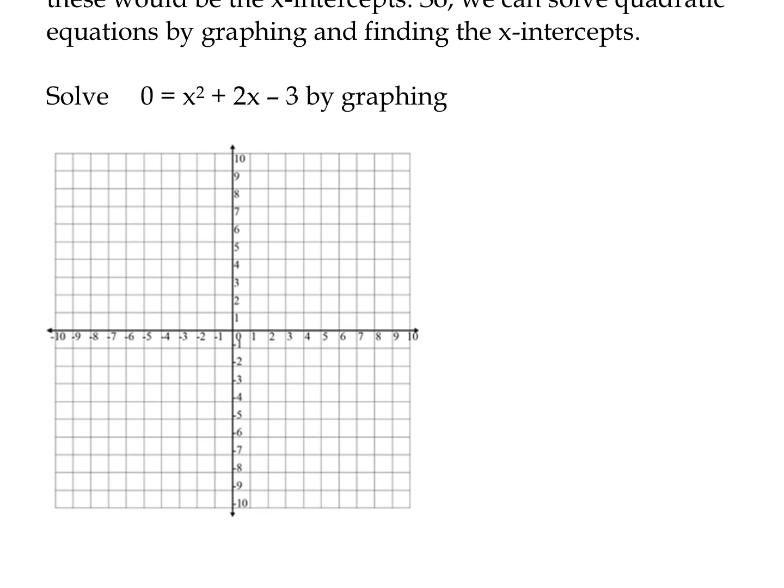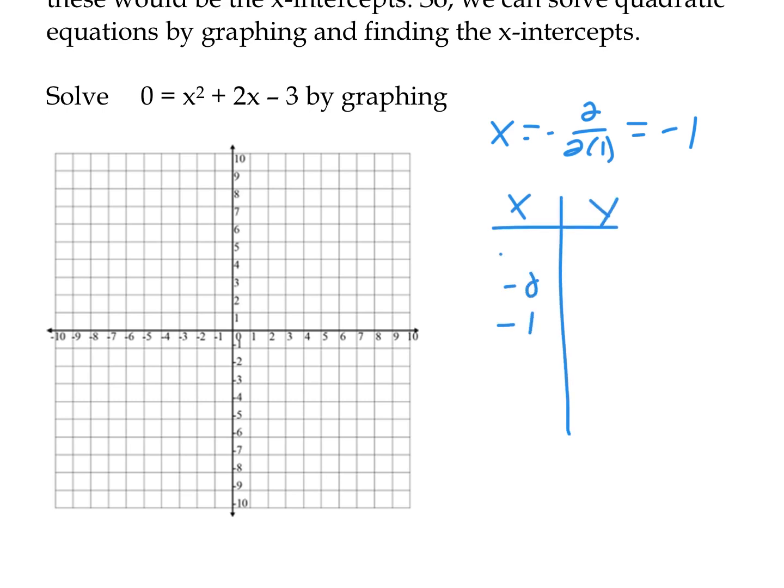So if we want to solve this by graphing, I'm going to use a table of values, and I need to start with x equals negative b over 2a, so negative 2 over 2 times 1. So that's going to be negative 1. So my axis of symmetry would be negative 1. And then I'm going to make a table of values. So x and y. My table of values: negative 1, negative 2, negative 3, 0, and 1.